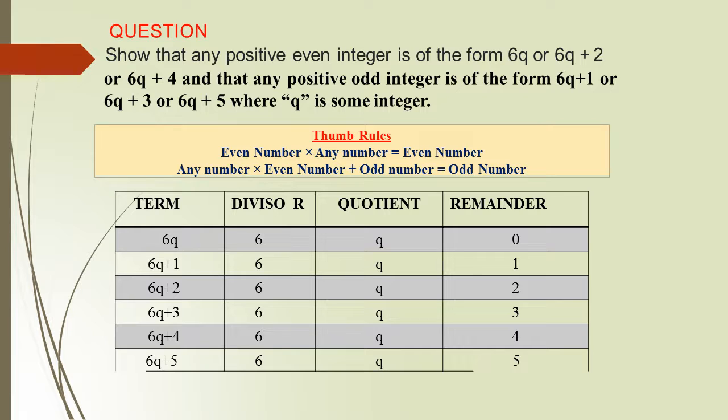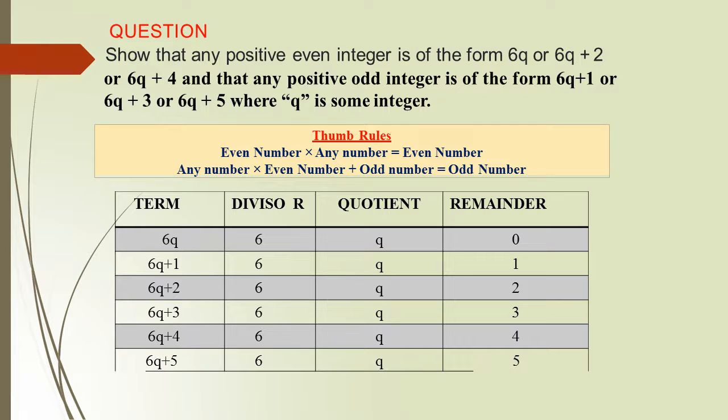Now show that any positive even integer is of the form 6q, 6q + 2 or 6q + 4, and that any positive odd integer is of the form 6q + 1, 6q + 3 or 6q + 5, where q is some integer. We need to see what we are doing here: we are going to prove for even integers and odd integers, so we've segregated it into 2 parts.